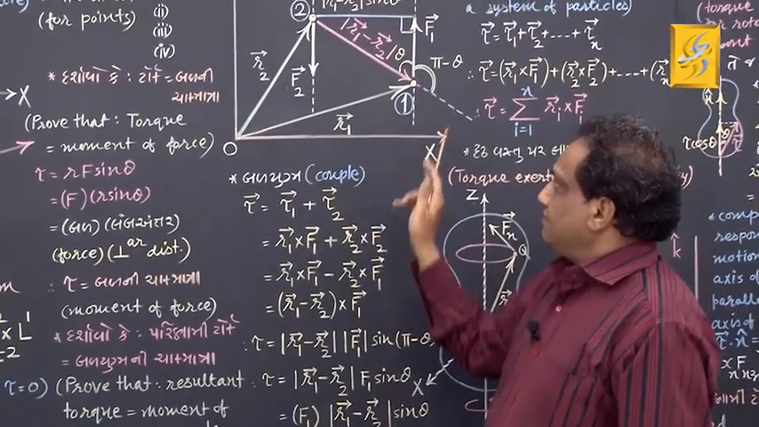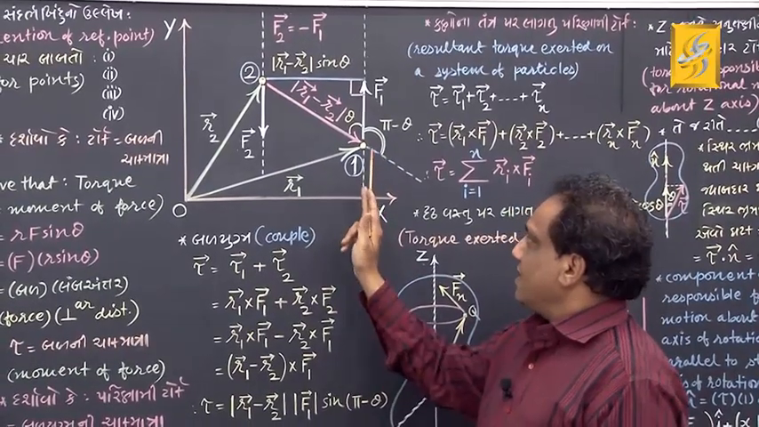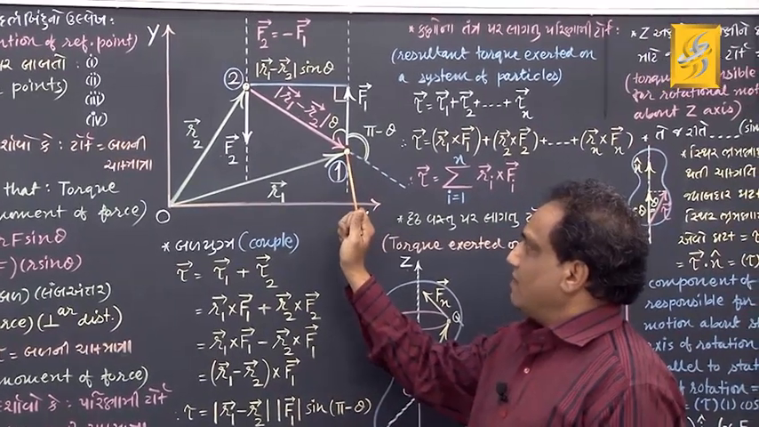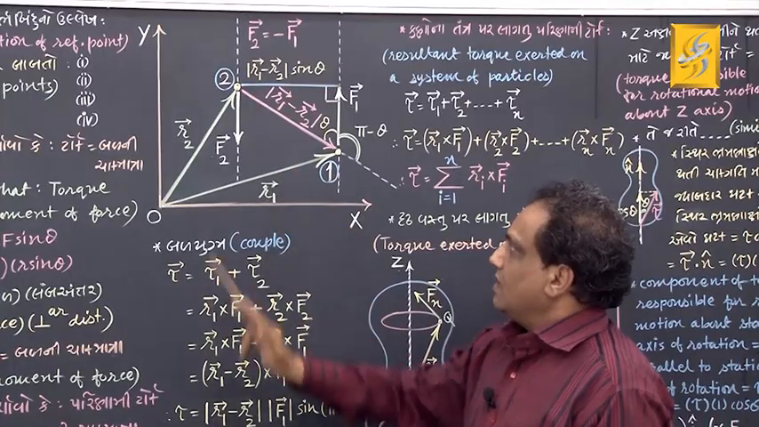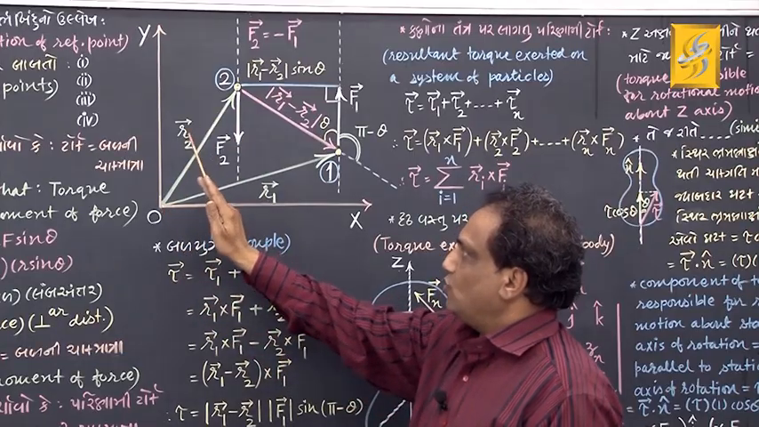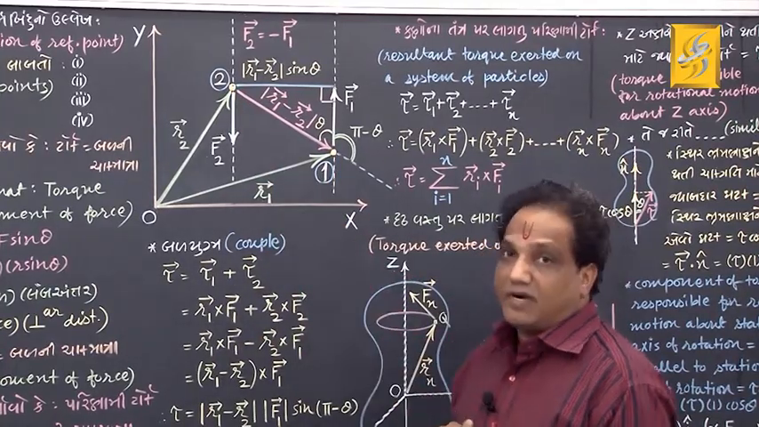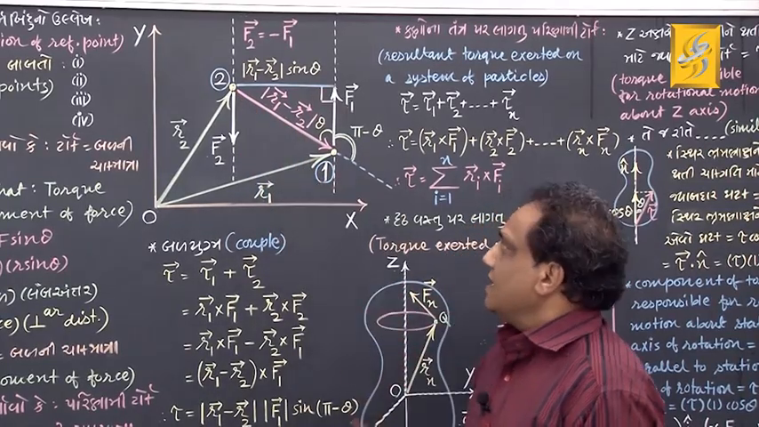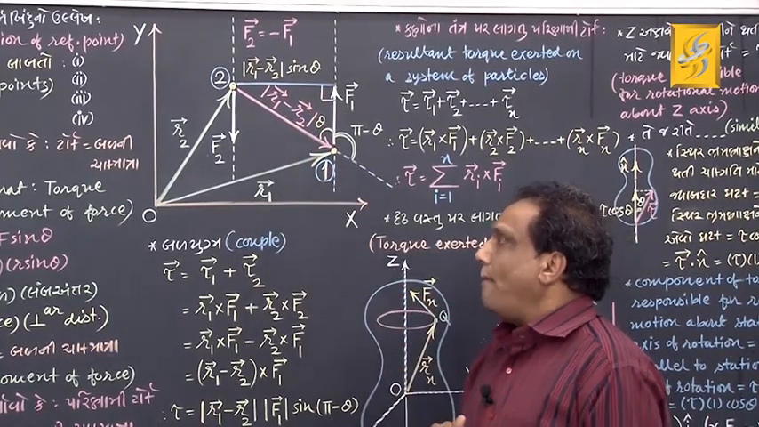As shown in the diagram, consider two particles, particle number 1 and particle number 2. The position vector of particle 1 with respect to the origin is vector r1. The position vector of particle 2 with respect to the origin is vector r2. Join the second particle with the first particle by a vector. Now that vector will be vector r1 minus vector r2.